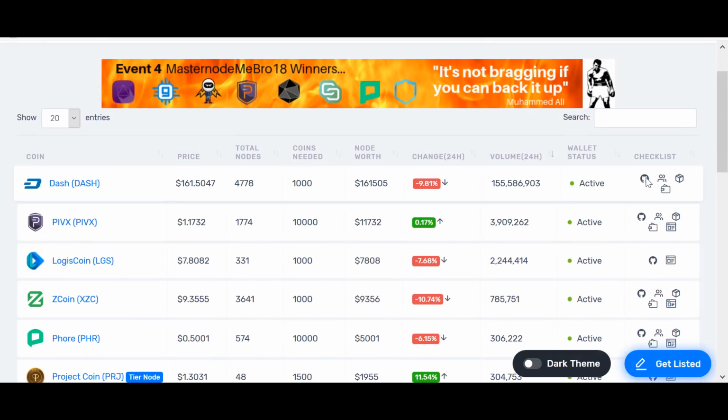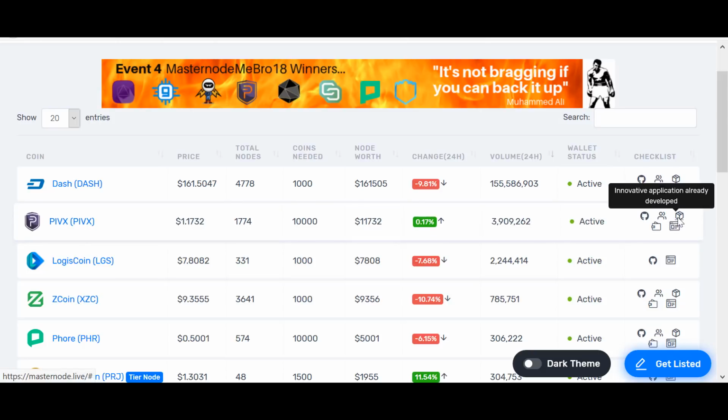Not all tokens will have a community, and just because they have a community, again, none of this stuff guarantees that they're great projects, but good projects definitely should have an innovative application already developed. And they should have a real use case for their product, and they should have an active wallet, and they should have active development going on.